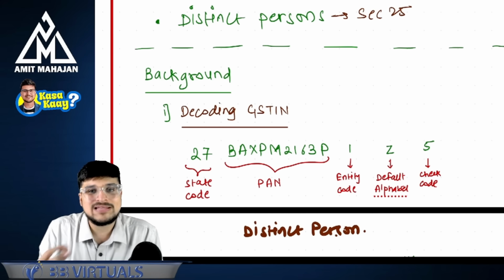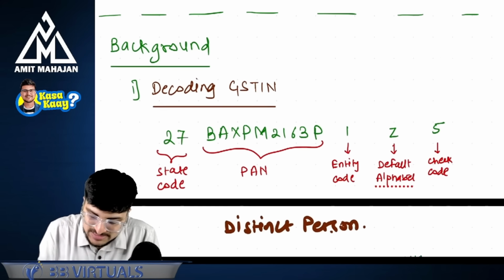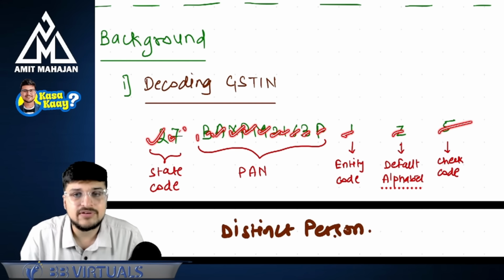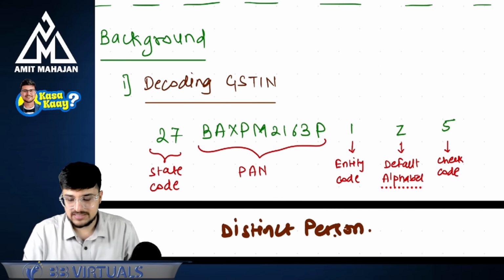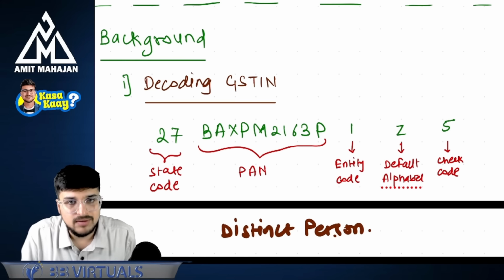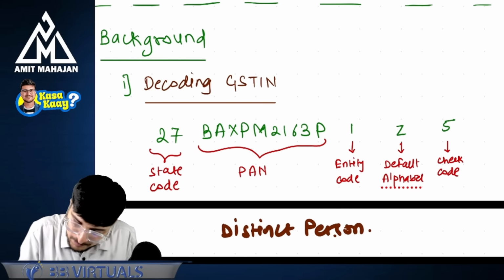Let's first decode GSTIN. Now, this GSTIN has how many digits? 1, 2, 3, 4, 5, 6, 7, 8, 9, 10, 11, 12, 13, 14, 15. It is a 15-digit GST number. Okay. First two digits are the state code. After that, you will have the PAN number of that particular person.